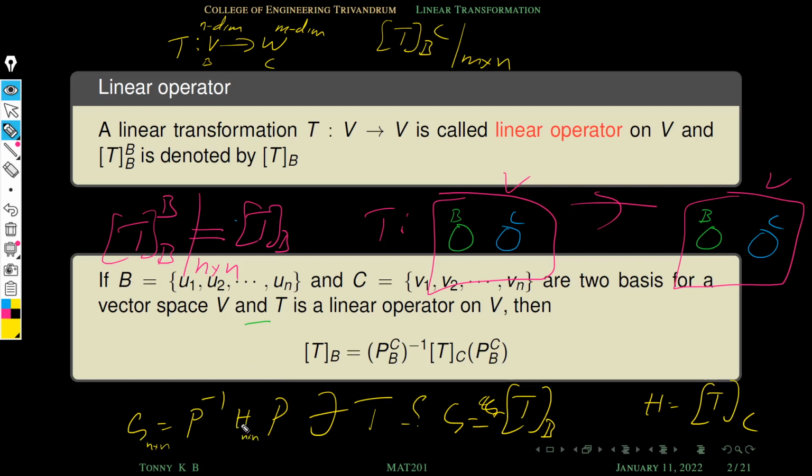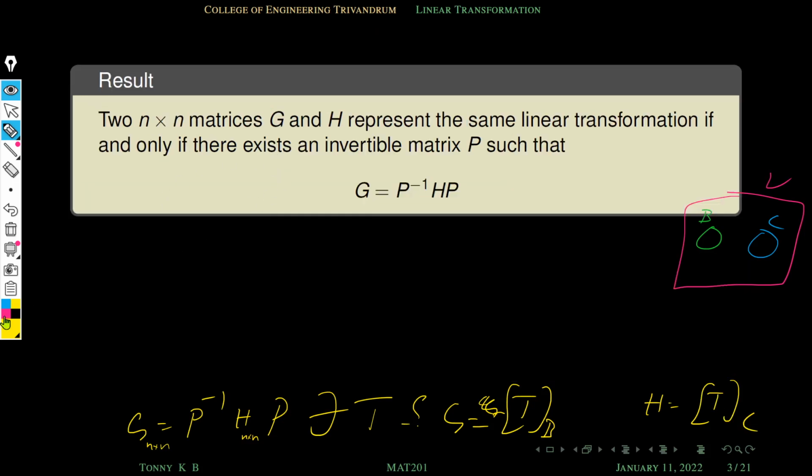And this means that we can write G as the matrix of T with respect to some basis B, and H is equal to the same T with respect to some other basis C. Okay. Yes, the answer is yes. This is the result: two n by n matrices G and H represent the same linear transformation if and only if there exists an invertible matrix P such that G equals P inverse HP. That means if G and H represent the same linear transformation, then G and H satisfy this condition.